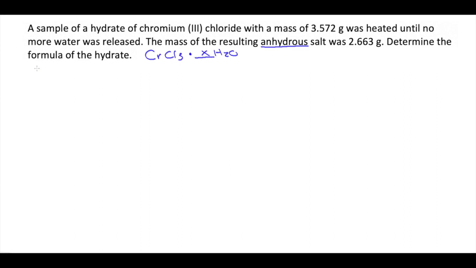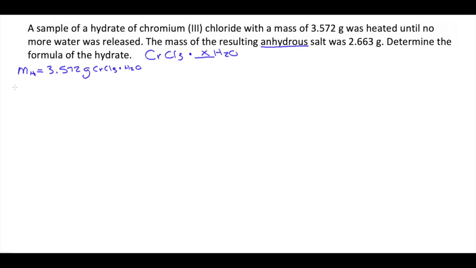So I'm going to start by listing the information I have. I know the mass of the hydrate itself. That is the salt plus water. So here's the mass of the hydrate. I have 3.572 grams of chromium 3 chloride, and I'm just going to put H2O here, even though we don't know what the hydrate is. That just tells us to always label with the unit and the identity of the substance. It's very easy in chemistry to get your numbers mixed up. So if you have everything labeled all the time, you're more likely not to get those numbers mixed up.